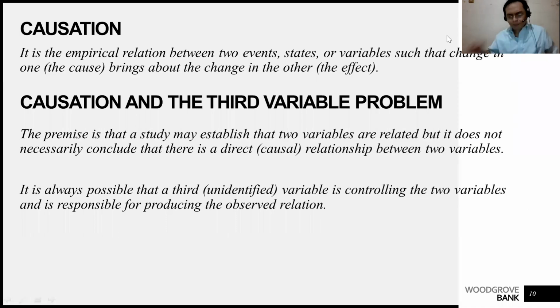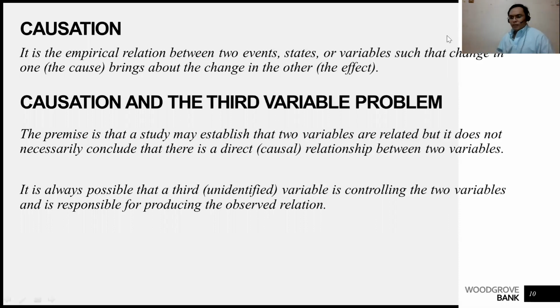Okay, let's move on. In a true experiment, we have causation. Causation is an empirical relation between two events, states, or variables such that one can change and bring about a change in the other. So what do you mean by that?